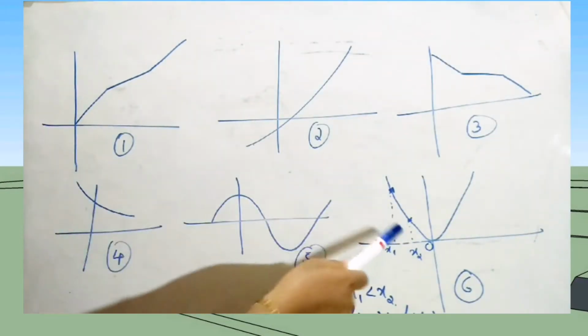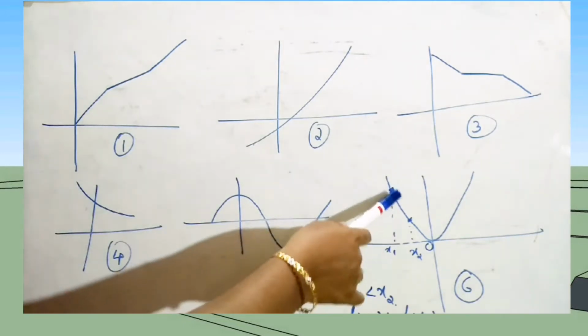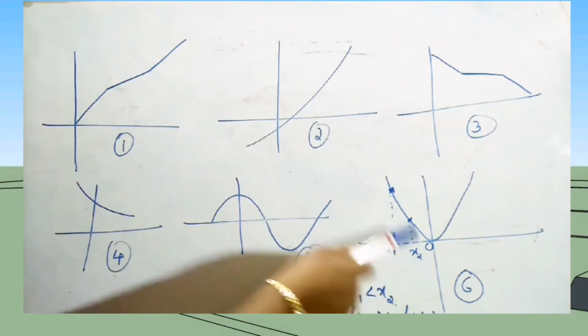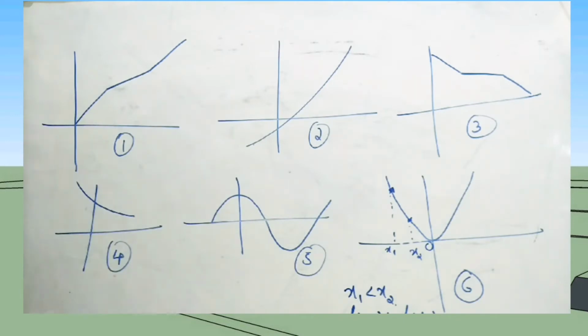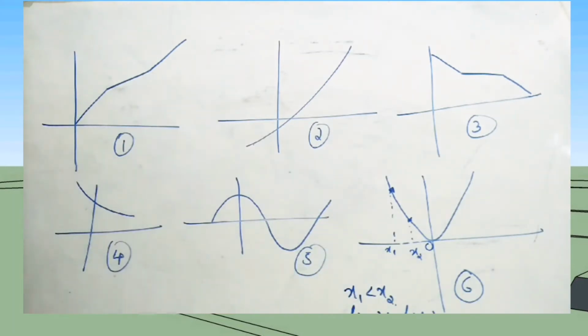If the height of the graph decreases, then that function is decreasing, and if the height of the graph increases, then that function is increasing. Now, take any 2 points x1 and x2, and we know that these points lie to the left of 0. Therefore, these are negative values, and x1 is less than x2.